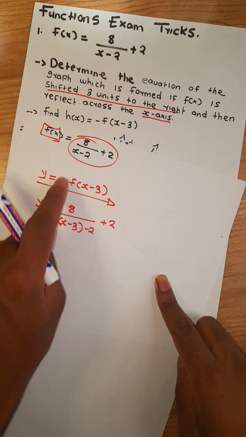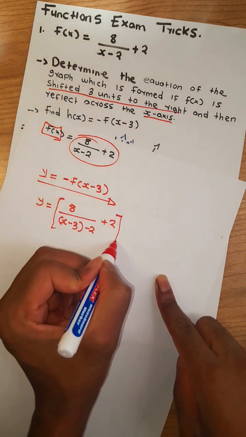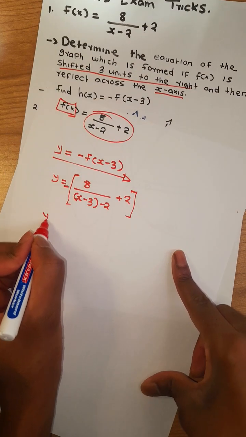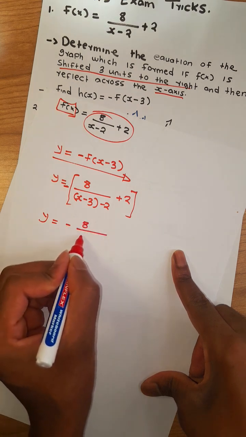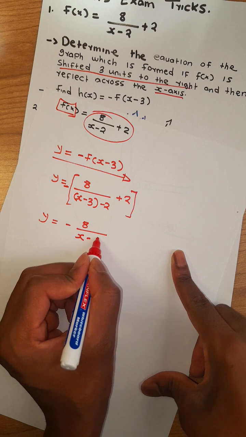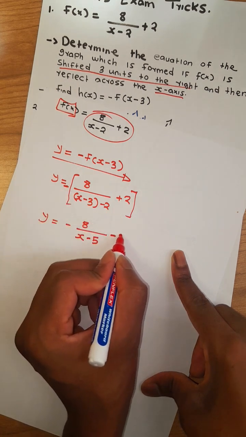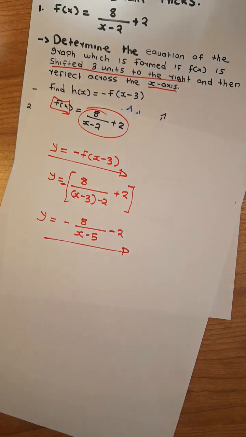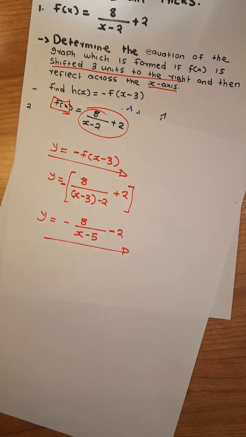But what have we done? In front of this equation, we have put a minus. So we should also do it in here. We should put a minus outside. So it means that the graph becomes y = −8/(x − 5) − 2, because it is x − 3 − 2, and this minus will also affect this one. It's going to be − 2. So this becomes your expression. This is how you were supposed to answer this question.